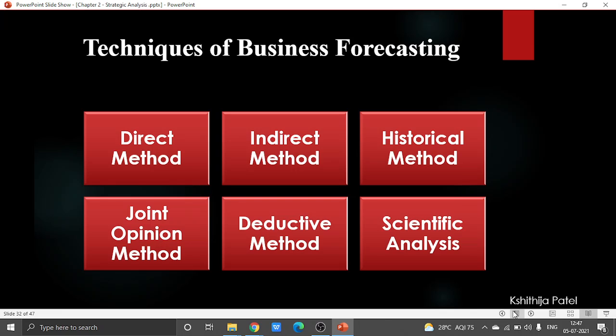In all this, the facts and information are analyzed and then the future trends shall be decided by keeping in view the factors which are likely to influence future decisions.